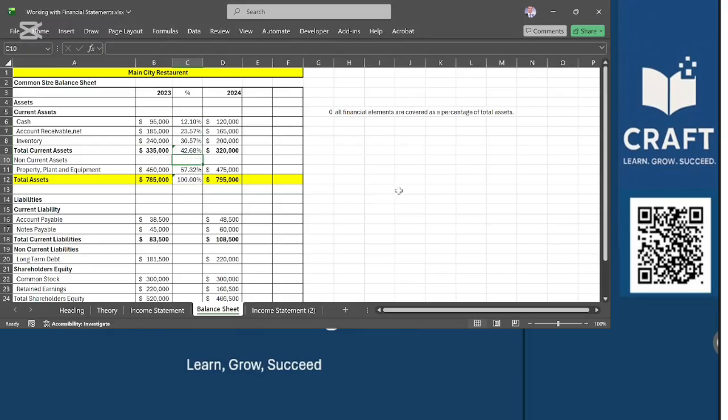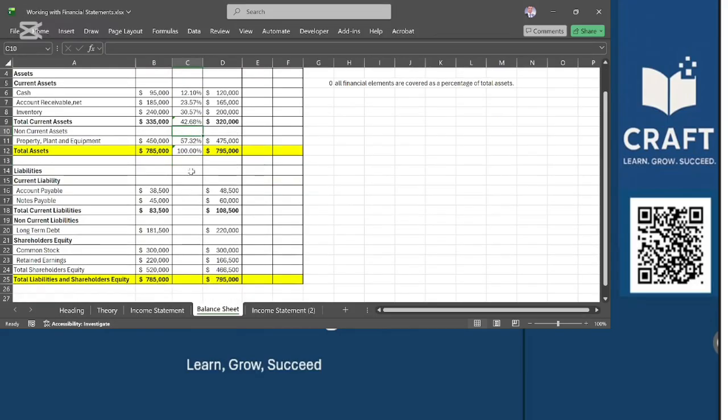Similarly, you will also find that property, plant and equipment constitute 57.32 percent of sales. A similar calculation you can make for the liabilities, and as you know, the total assets are also equal to total liabilities and equity. So you can take all those numbers divided by total liabilities and shareholders' equity, which is also the same as total assets.